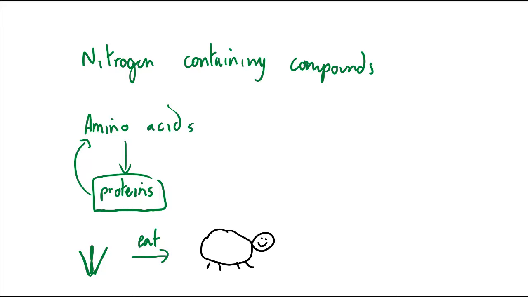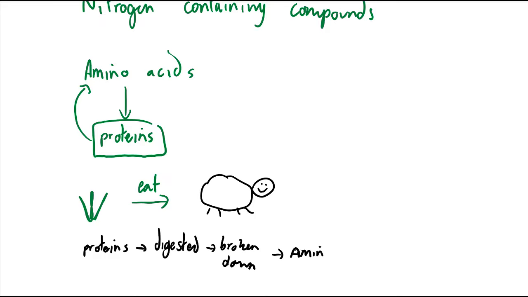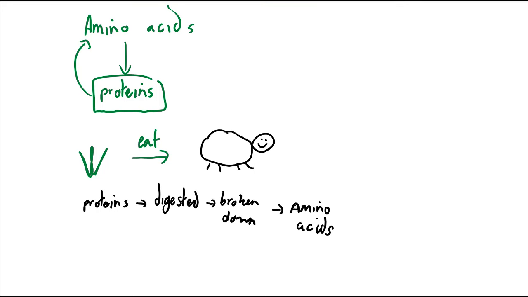and what can happen is any proteins that were in the grass get eaten, digested, and then broken down into amino acids, and then the sheep can use these amino acids to make its own proteins, and that's how it grows more muscles.